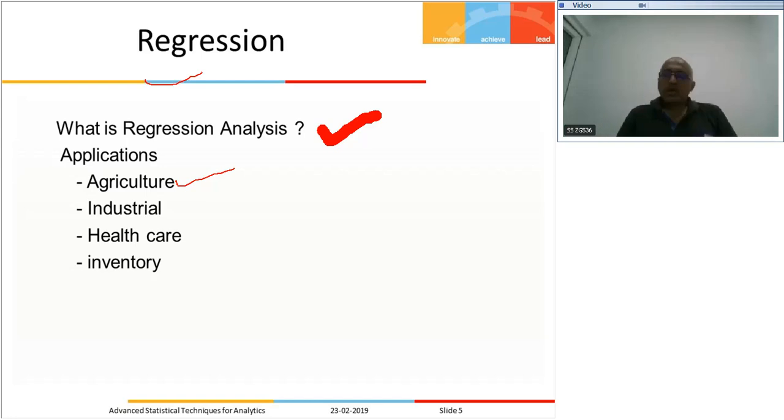That is one application. Now, suppose we are able to establish that there is a relation between the amount of fertilizers used and the yield that we get. Then, as a policy maker, you want to find out what the inventory is that I need to maintain for the next crop or next season.